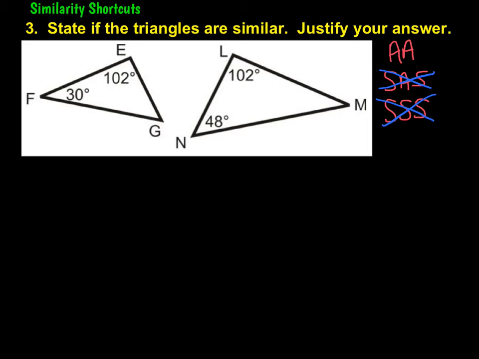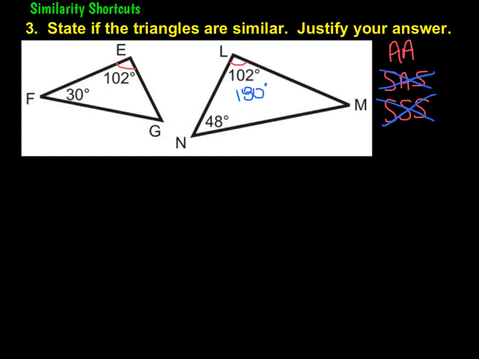Now for angle, angle to work, to show similarity, we need to have 2 sets of congruent angles. Well, we do have these 2. That's only 1 set though. I need 2 sets. So are you thinking these 2 triangles are not similar? Well, this one's a little tricky. Recall that the sum of the interior angles of any triangle add up to 180 degrees. Remember that?